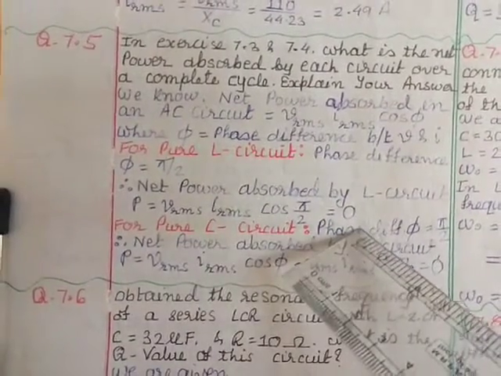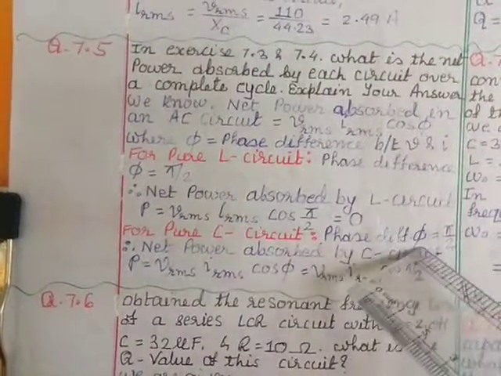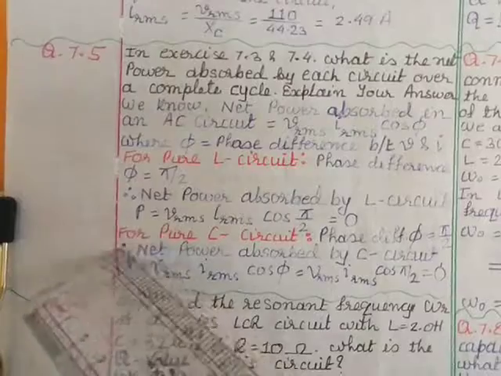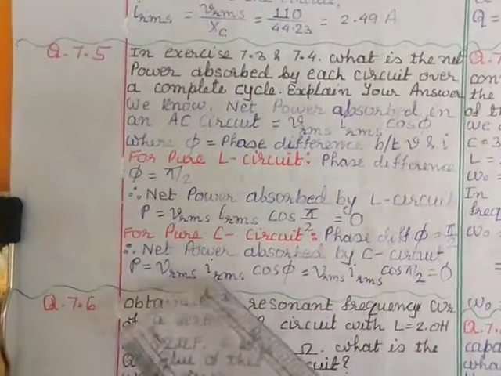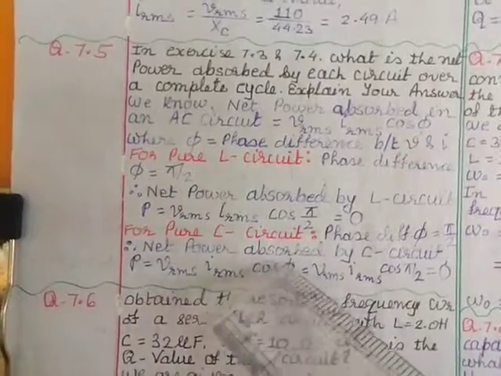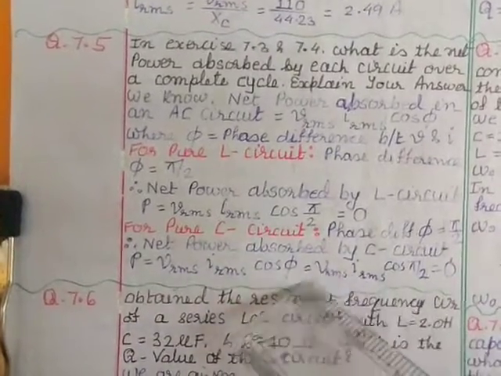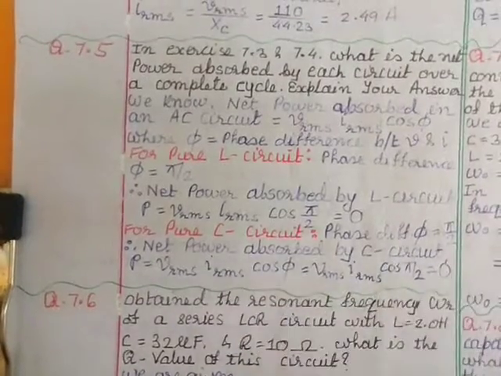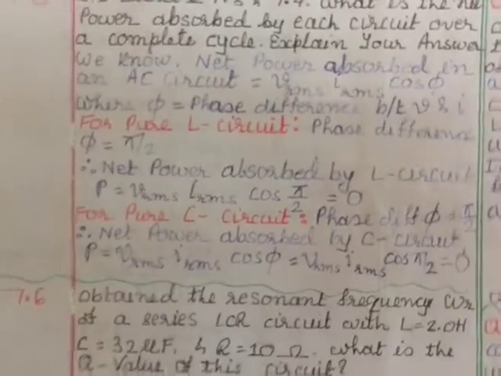So the answer is 0. Same way for a pure capacitive circuit or C circuit, phase difference phi is equal to pi by 2. Therefore, net power absorbed by the C circuit P equal to VRMS into IRMS into cos phi. Phi value is pi by 2, so cos pi by 2 is 0. So 0 into any value is 0. So the answer is 0. So net power is 0 for both circuits, the L circuit and the C circuit.